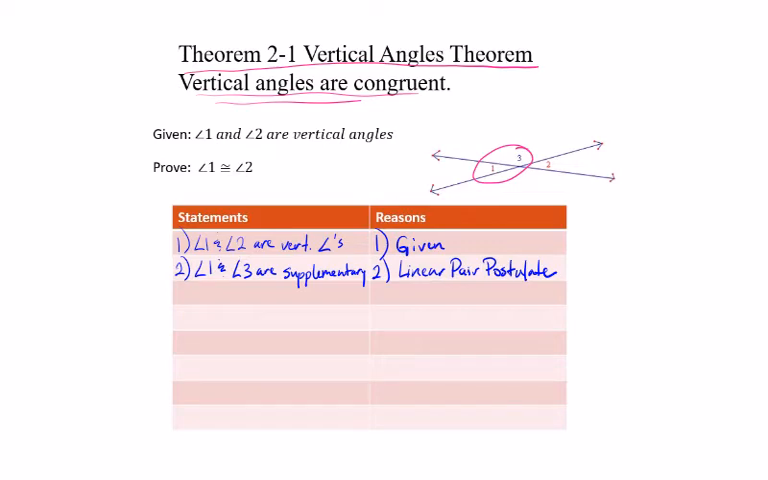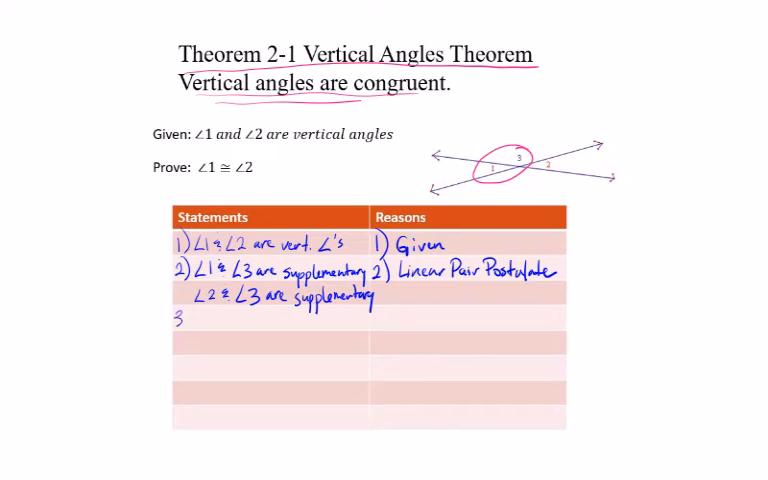All right, so what else do we know is supplementary here? Angles 2 and 3 as well form a linear pair, so therefore they're supplementary, right? So angle 2 and angle 3 are supplementary for the same reason. We'll just keep this the same as step 2, so we don't have to rewrite the reason there.